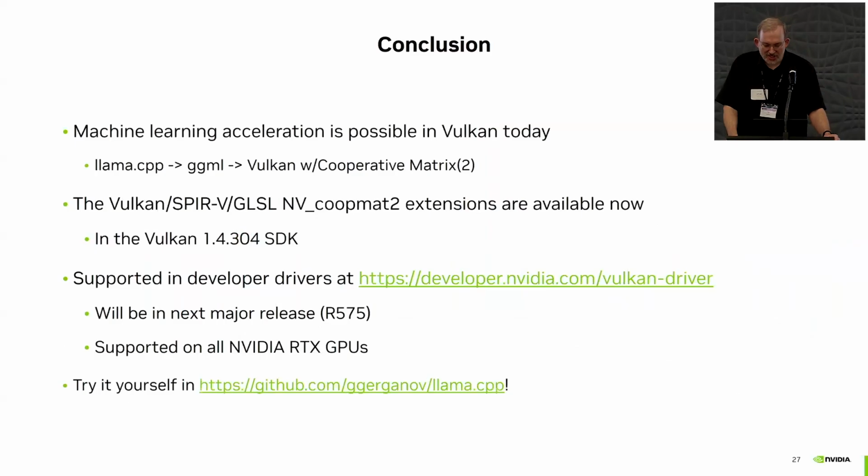Okay, so to summarize, machine learning acceleration is possible in Vulkan today using llama.cpp with Cooperative Matrix 1 or 2. The CoopMat 2 extension is available now. The specs and tooling have all been published, and they're in the latest 304 SDK. It's currently supported in NVIDIA's developer drivers, and it'll be in the next major release, R575.